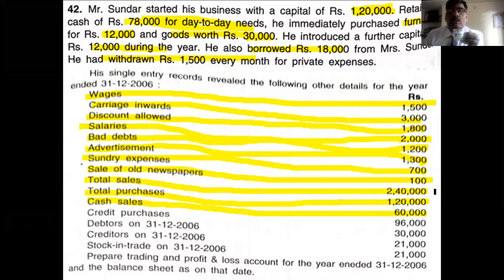Total sale is 2,40,000. Cash sale is 60,000. Then the difference is called credit sale. That credit sale you take in the debtors account. Total sale minus cash sale is equal to credit sale. That credit sale comes to debtors account. Remember this point.